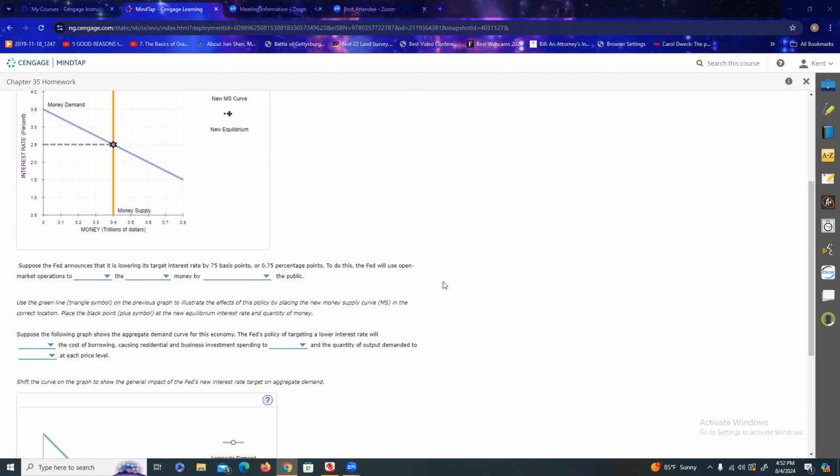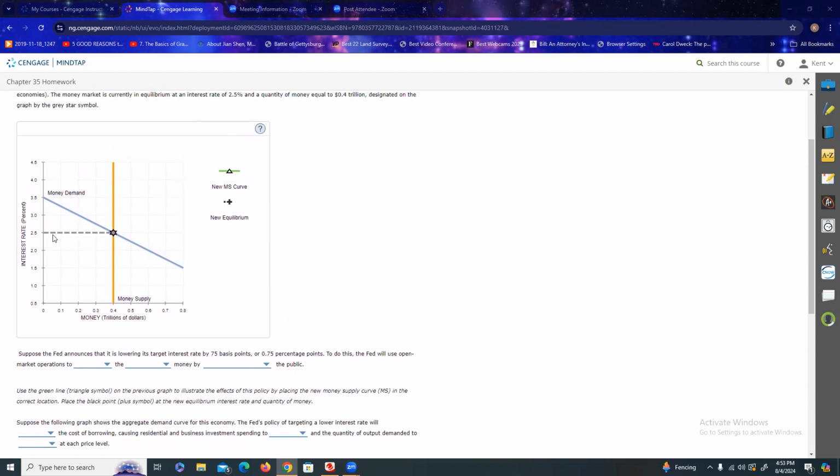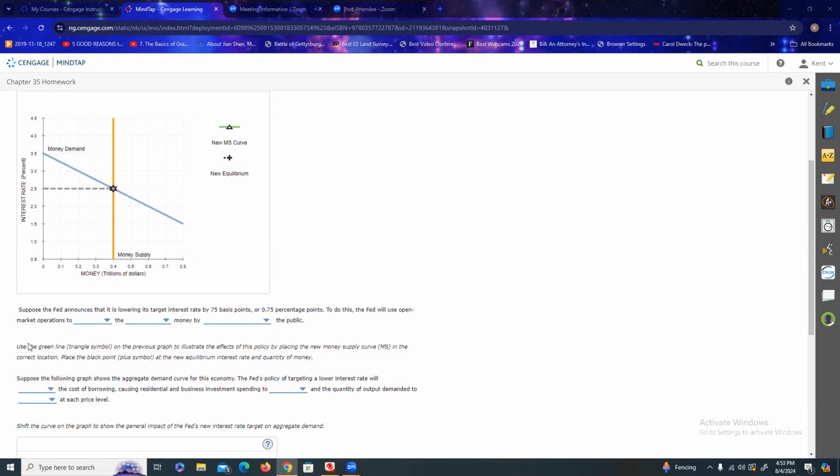Suppose the Fed announces that it is lowering its target interest rate by 75 basis points or 0.75 percentage points. So they want the interest rate to come down from 2.5% down to 1.75%. Okay, so from here to here. How are they going to do that? Well, they're going to have to shift the money supply outward. Now, as the question tells us, it says use the green line. I'm not going to answer these. I'm going to let you answer those.